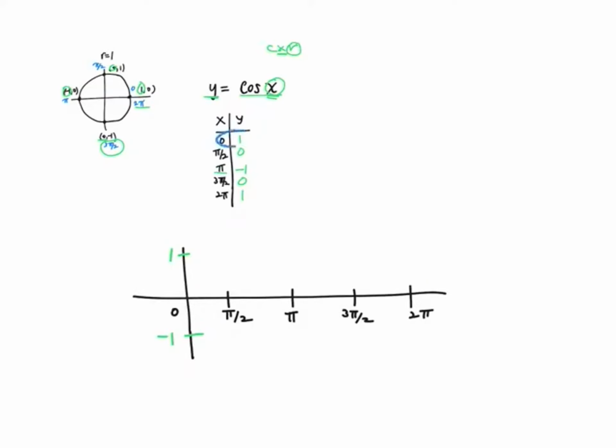So let's plot these. Again, I have (0, 1), (pi over 2, 0), (pi, negative 1), (3 pi over 2, 0), and (2 pi, 1). And here I went ahead and drew a smooth curve through the points. Again, this is one period or one cycle because it continues to repeat itself on either end. Let's think about this.